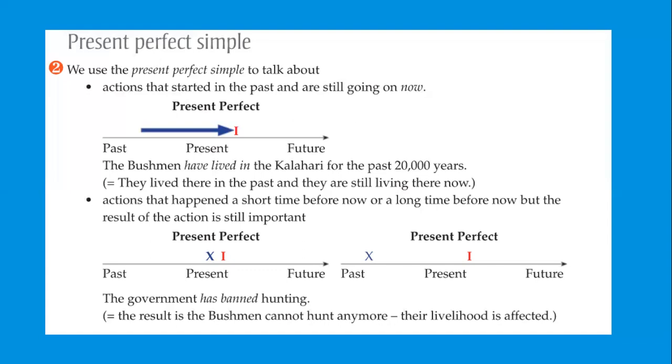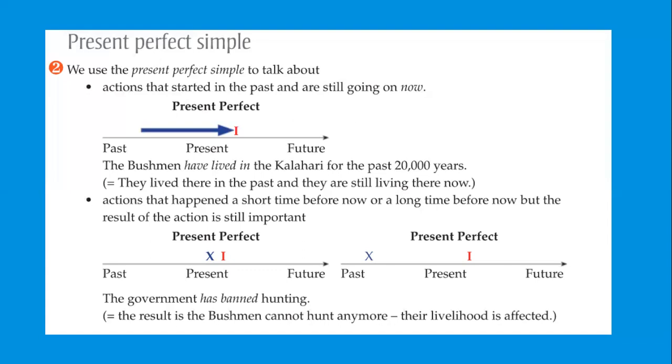Second one, when you use this present perfect, it is for actions that happened a short time before now or a long time before now. But the result of the action is still important. Means, see, the government has banned hunting. So here, the result is that the Bushmen cannot hunt anymore. Their livelihood is affected, right?